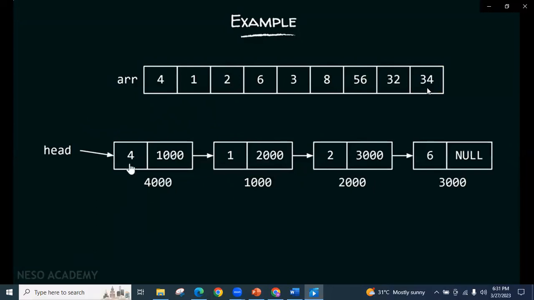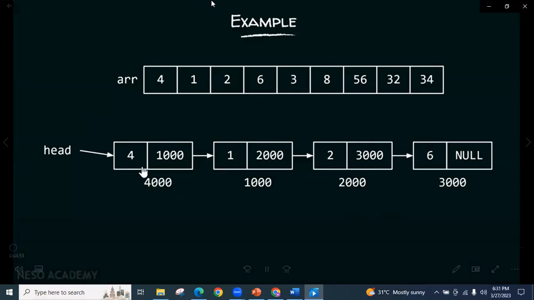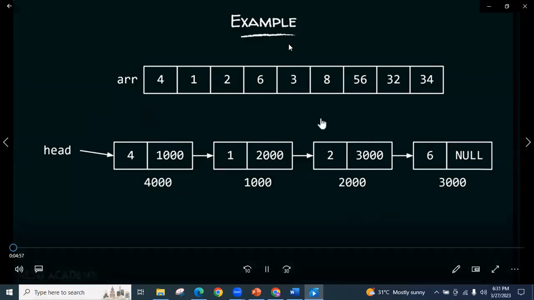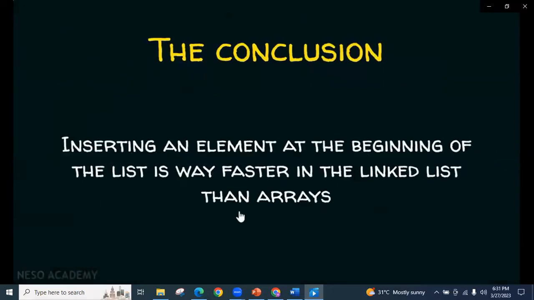Is this operation tedious? No, not at all. This data structure is much more efficient at adding data at the beginning of the list in comparison to the array. So what is the conclusion? Inserting an element at the beginning of the list is faster in a linked list than in arrays. If you want to add data at the beginning of the list, it is much faster in the case of a linked list than arrays.